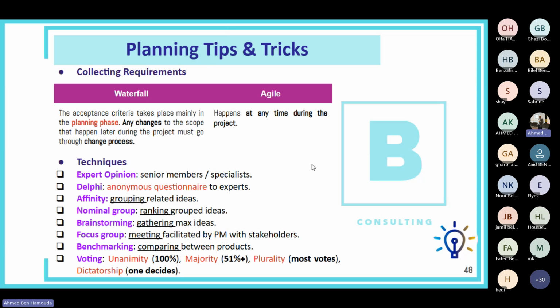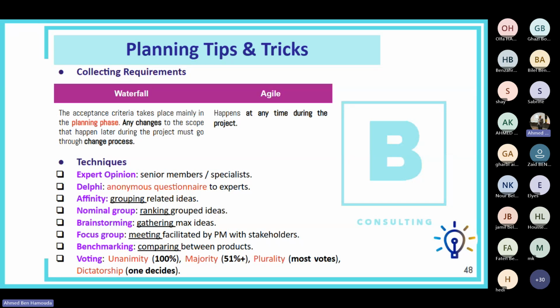Okay, let's talk now about some tips and tricks for the planning. Okay, how to plan for the project. And here we will talk about some techniques for collecting requirements and some tips and tricks, and also techniques for the prioritization.